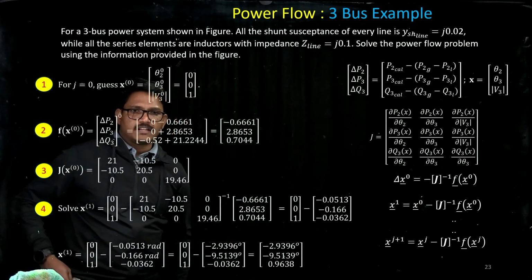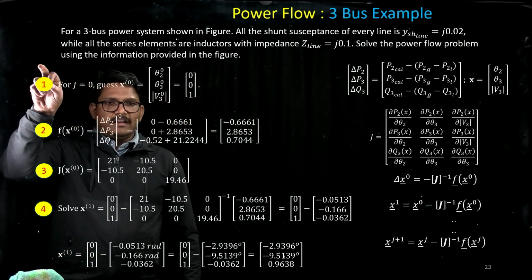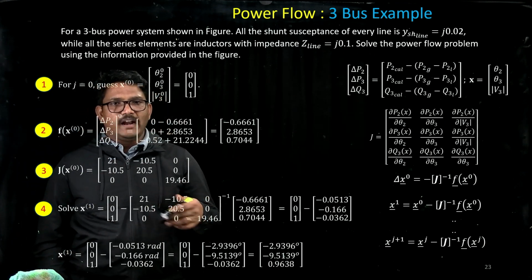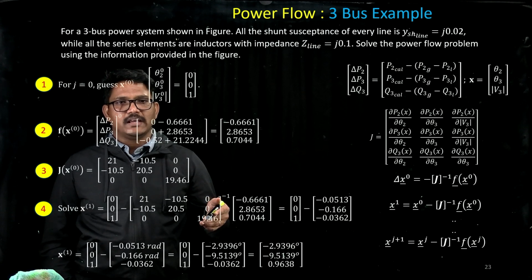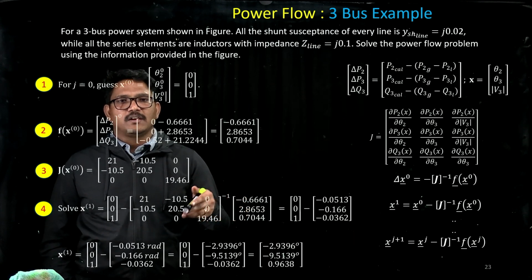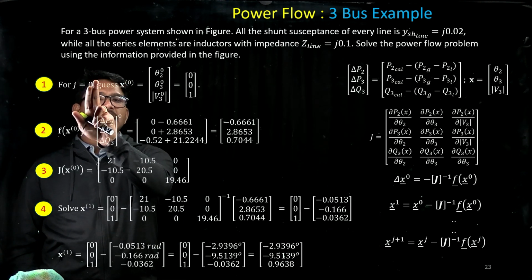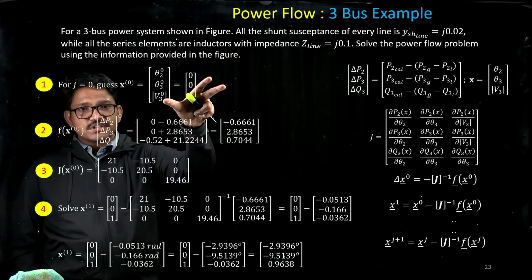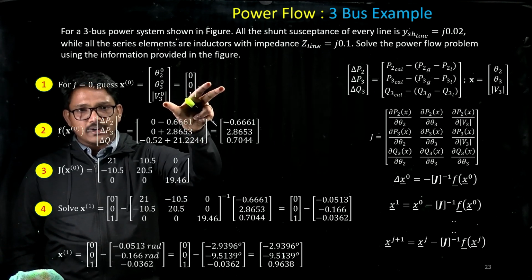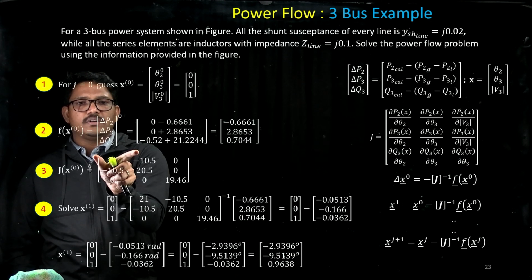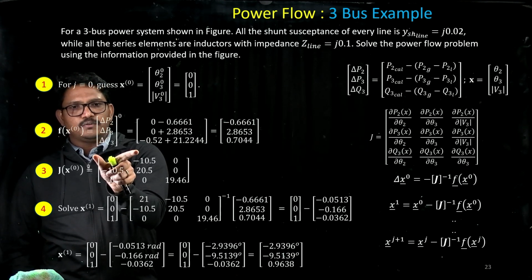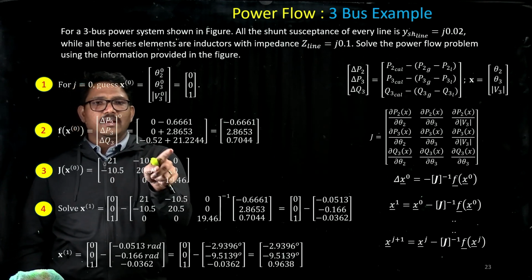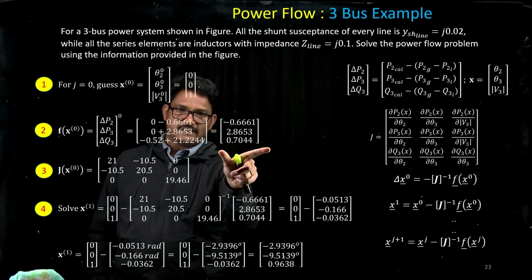So the first step for us is to have an initial guess. Most of the time we'll start with a flat voltage profile. The flat voltage profile for us is assuming that the angles are 0 and voltages are 1 per unit. So that is our initial guess. Any unknown angle is considered as 0, and unknown voltage is considered as 1. Substitute these values of the unknown quantities in the expressions of your functions, that is delta P2, P3, and Q3. We already have expressions for all these 3 functions. Calculate that, and then you will get f of x0.